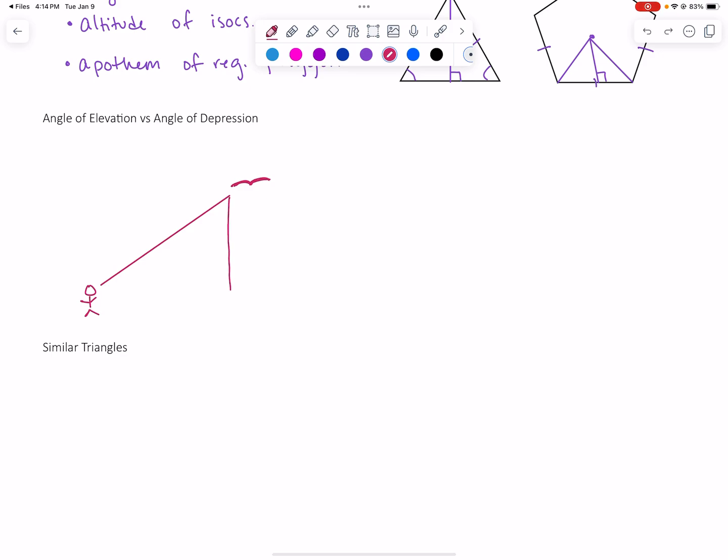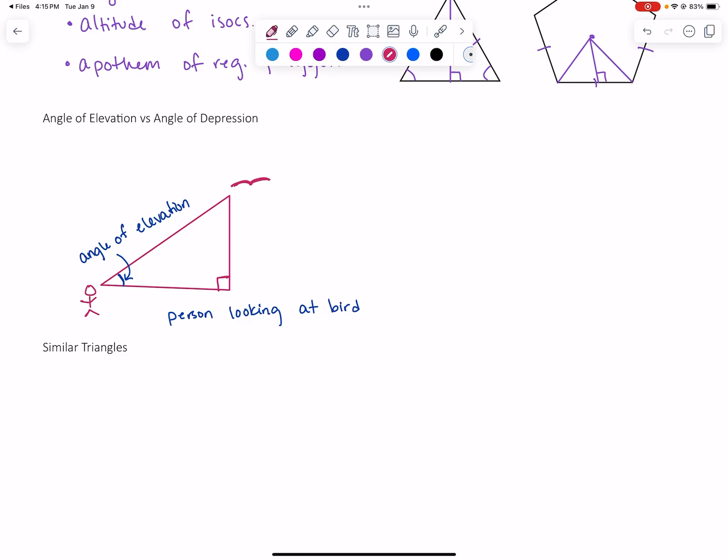we're going to drop down and create this right triangle here. And we're talking specifically about this angle right here. This is going to be the angle of elevation. And this is person looking at bird.